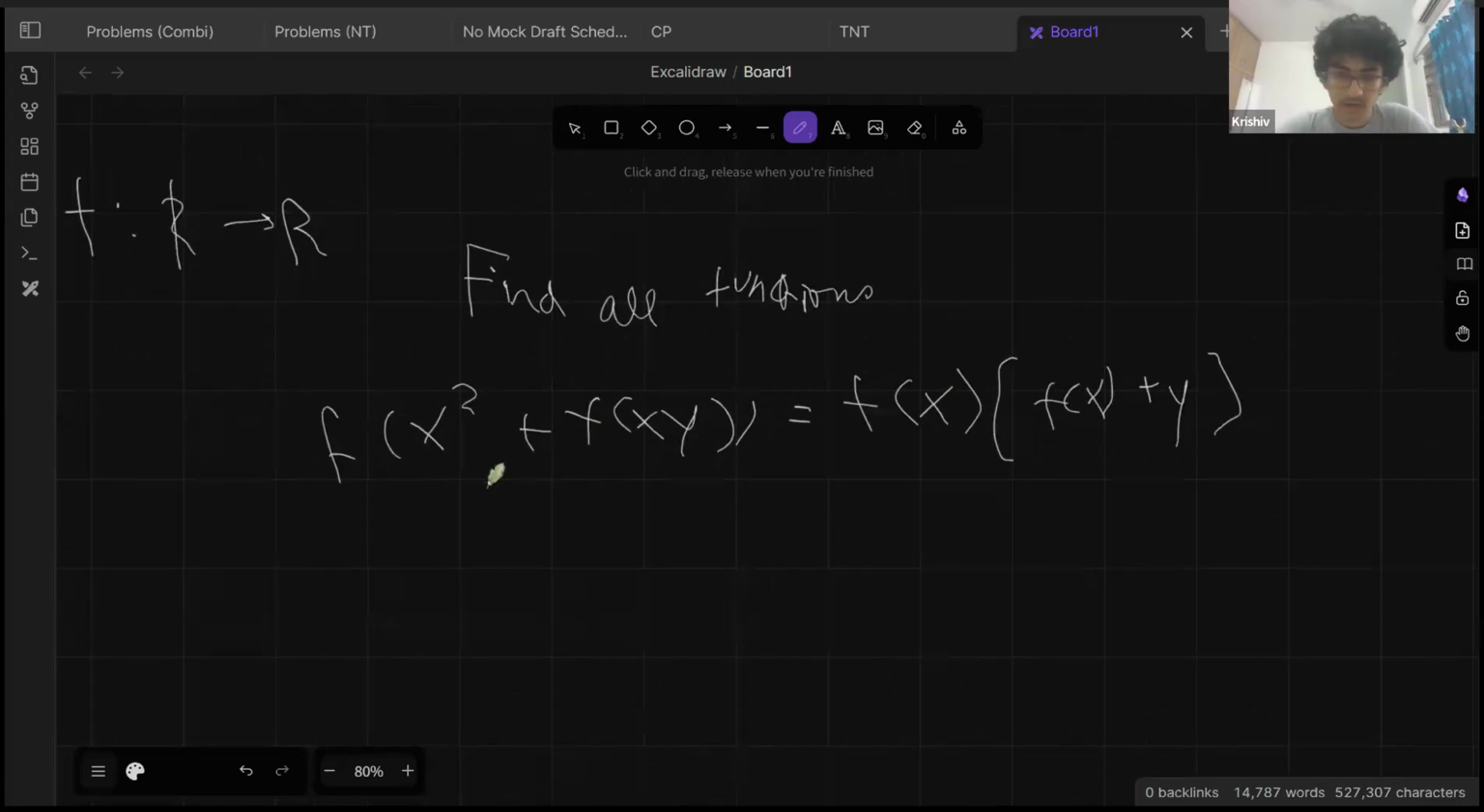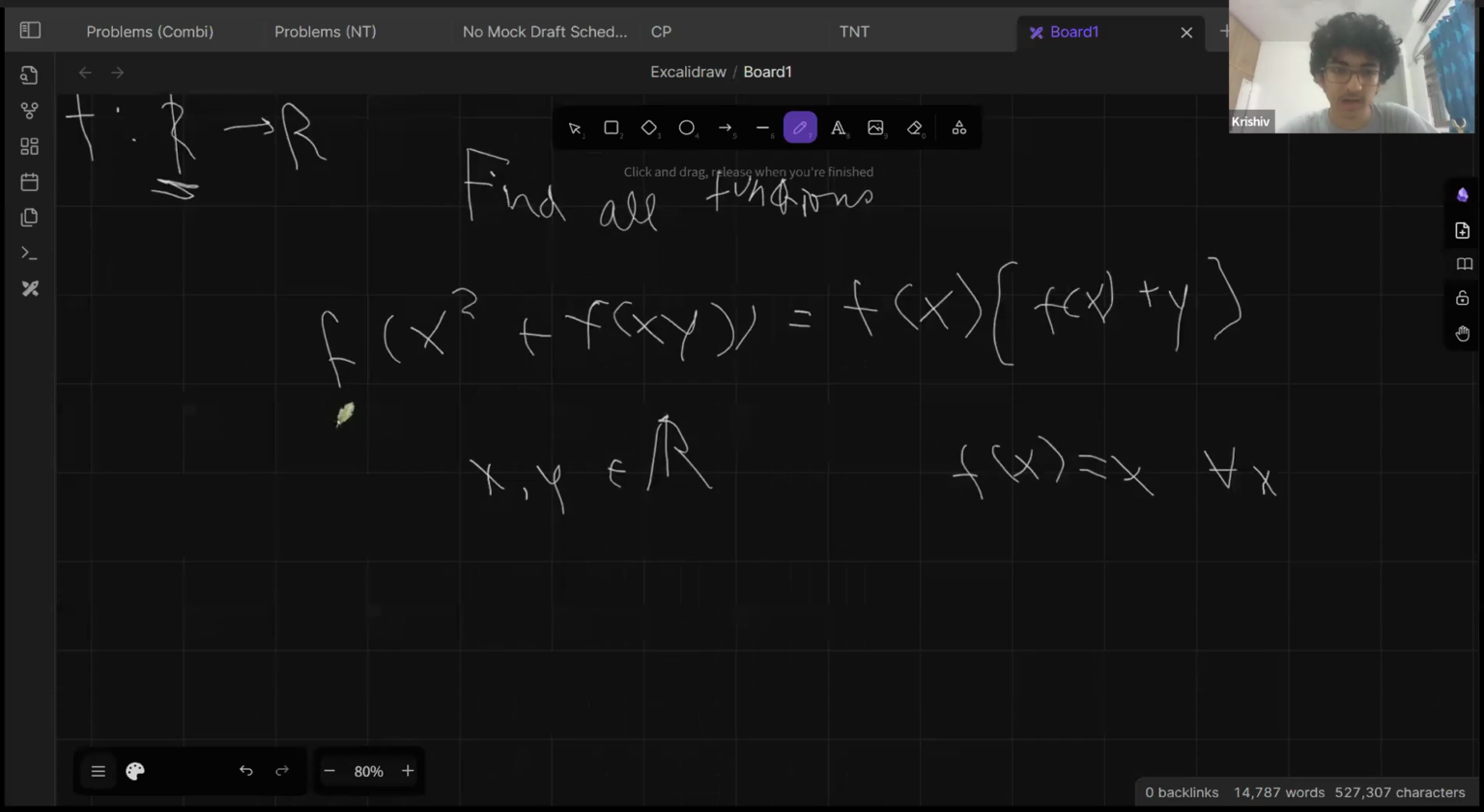And you'll be told that, okay, this is satisfied for every single x and y in this set in R, and you want to find all functions that satisfy this. So for this functional equation in particular, a function that works is, I think, just the identity function, which is f of x equals x for all x.